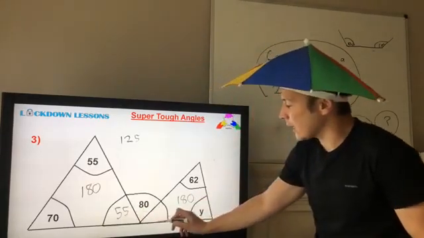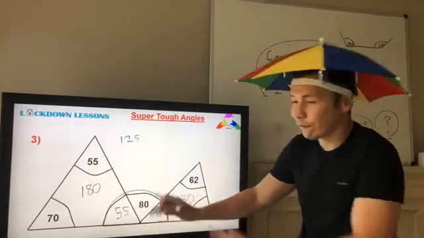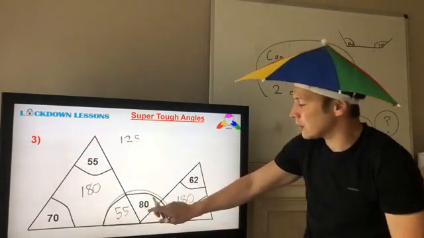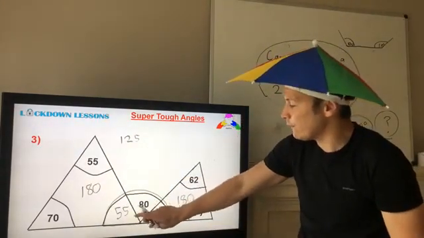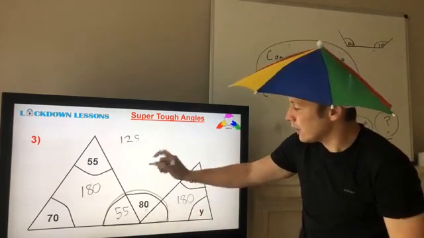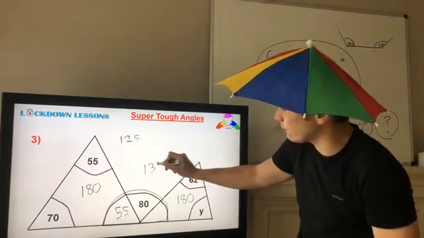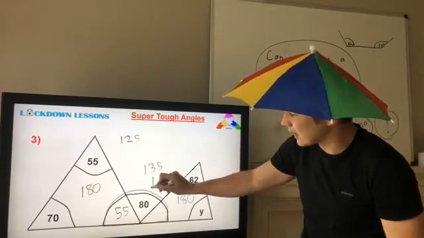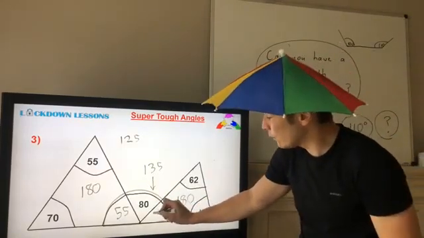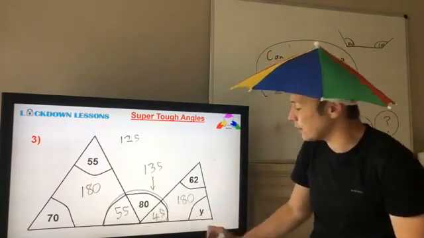You've then got a straight line. So look at those ones there. So forget about everything else. You've got this nice straight line here. So if you do 55 plus 80, you get 135. Then what's left here to get to 180? We've got 45 degrees there.